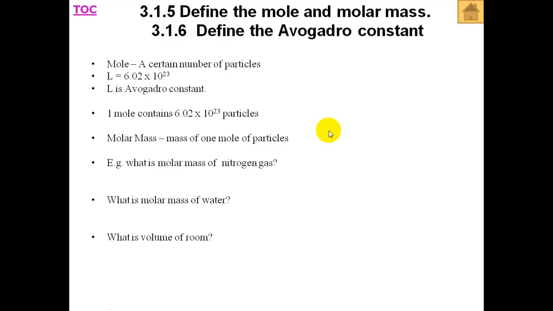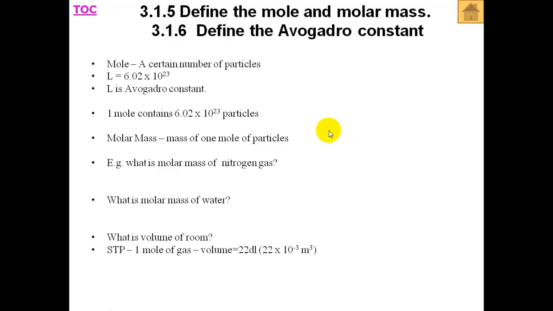A little exercise: you can find the volume of the room, and remember that at standard temperature and pressure, a mole of gas has a volume of 22 times 10 to the minus 3 meters cubed. Find out how many moles there are in the room.